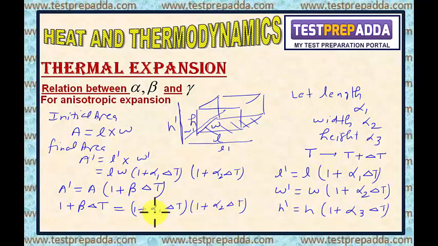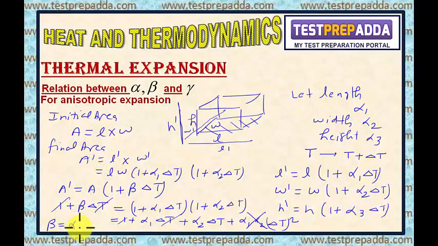Now if you open this, you will get 1 plus alpha 1 delta T plus alpha 2 delta T plus alpha 1 alpha 2 delta T square. Now here you can see two small terms are multiplied, alpha 1 into alpha 2. That is why this will be a very small quantity and this can be neglected. And here this 1 will get cancelled, delta T will get cancelled. At the end you can write beta is equal to alpha 1 plus alpha 2.